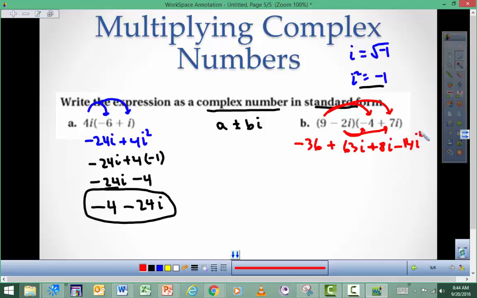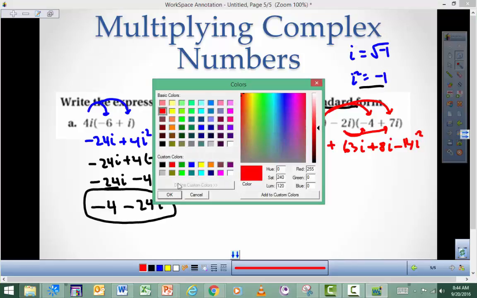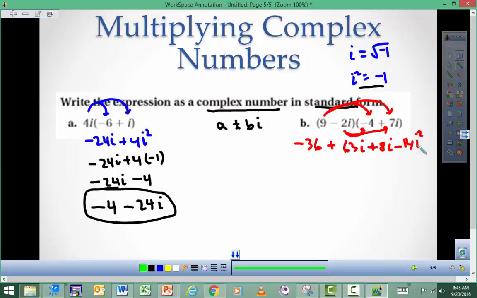Now, the i squared, once again, that's going to be the same thing as a negative 1. So if you want to, you could just scribble that out and put a negative 1 there. Well, negative times a negative makes this a positive, so that would change that to a positive 14. And once it's a positive 14, then you can add it to this one over here. Does that make sense? So if you take negative 36 and you add 14, I think that gives us negative 22. And then you can combine these two together and it gives you what? Positive 71i.